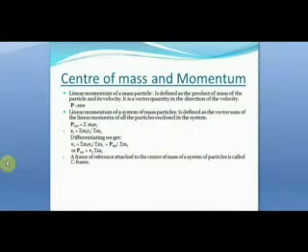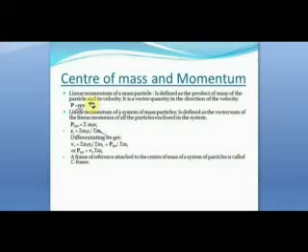Now we will see how the center of mass is related to linear momentum. Linear momentum of a mass particle is defined as the product of the mass of the particle and its velocity. It is a vector quantity and the direction of momentum is the same as the direction of velocity. So we write P is equal to mv.